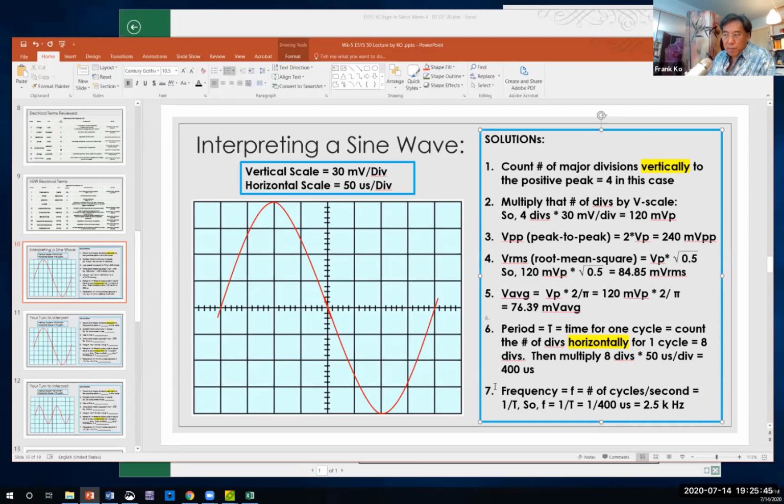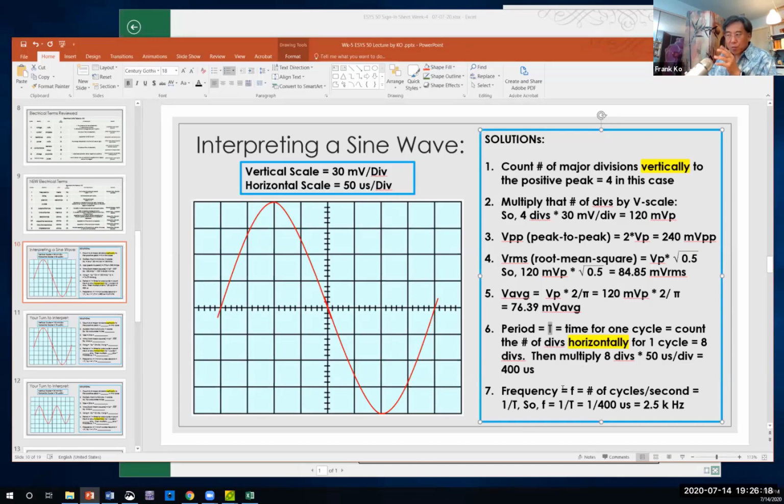Step number 6 and step number 7, we're starting to count things horizontally. So step number 6, something called period. Period is given as the symbol T, defined as the time for one cycle. And we count the number of divisions horizontally for one cycle, which in this case is 8 divisions from left to right. Then we multiply 8 divisions times the horizontal scale value, which is 50 microseconds for each division. That will calculate to 400 microseconds. So that is the time from the beginning of the waveform to the end of the waveform.